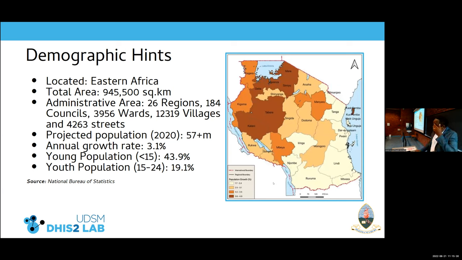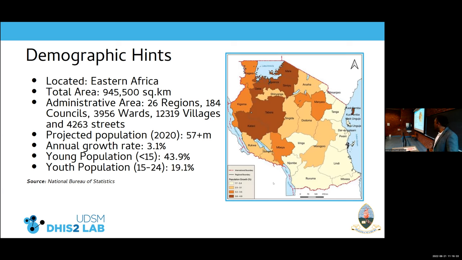Just to give you a hint, Tanzania is located in East Africa, and it has a total area of 945,000 square kilometers, with administrative areas which include 26 regions, 184 councils, and a good number of wards and villages. The population was projected to be 57 million by 2020, and among this population, the young population was 43%. And the youth 15 to 24 was 99%. Basically, this is based on the NBS, the National Bureau of Statistics, and the last census conducted in 2012. We are expecting to have another census this year.